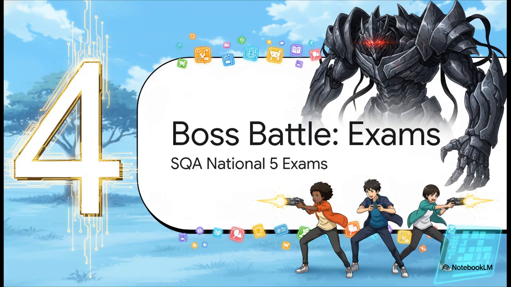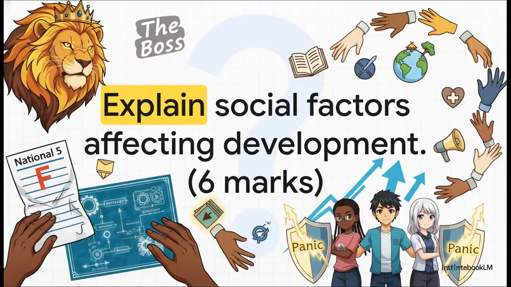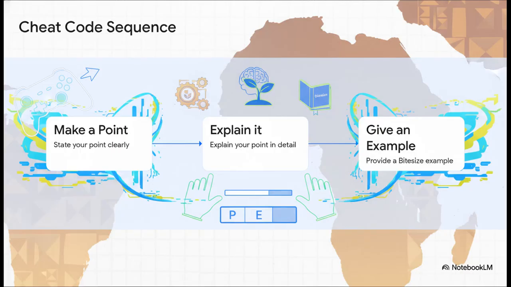And here we are, the boss battle. Exam questions for SQA National 5 Modern Studies. Boom! There's the big boss itself. Explain, in detail, the social factors affecting development in sub-Saharan Africa for 6 marks. Now, I know that sounds like a classic, intimidating, National 5-style question. It wants detail, it wants structure, but honestly, don't panic, because we've got the perfect strategy to take this thing down. Here is your ultimate cheat code sequence for the exam.